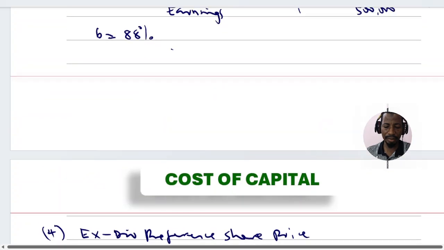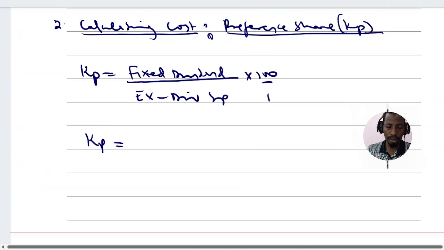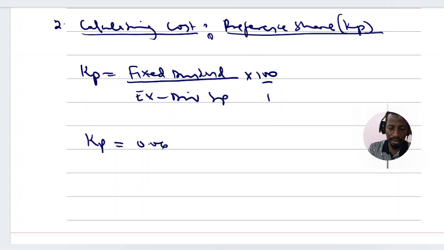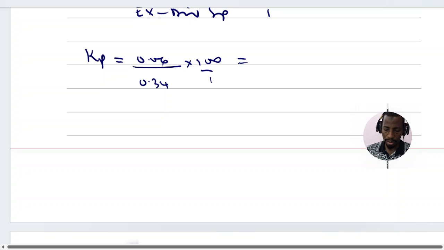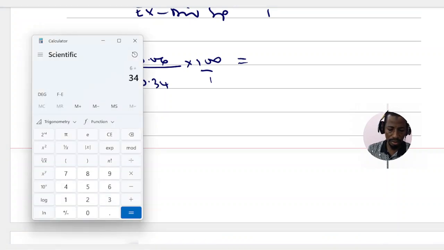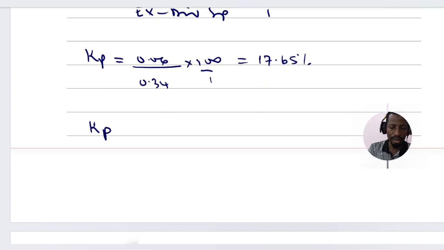Now that I have the ex-div share price, I can then proceed to calculate the cost of irredeemable preference share. So here is 0.06, which is 6% of 1 naira, divided by ex-div share price 0.34. Then multiply by 100 over 1. This will give us 6 divided by 34, equal, multiply by 100, equal, 17.65%. So approximately the cost of irredeemable preference share is approximately 18%.